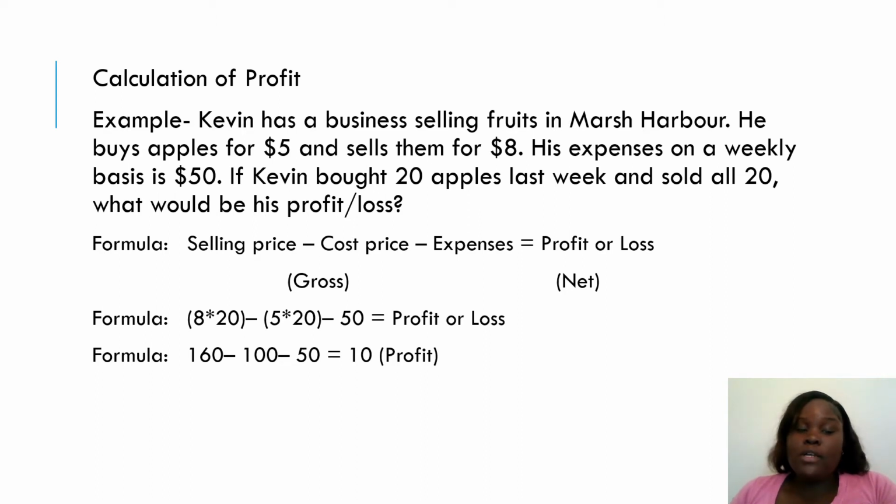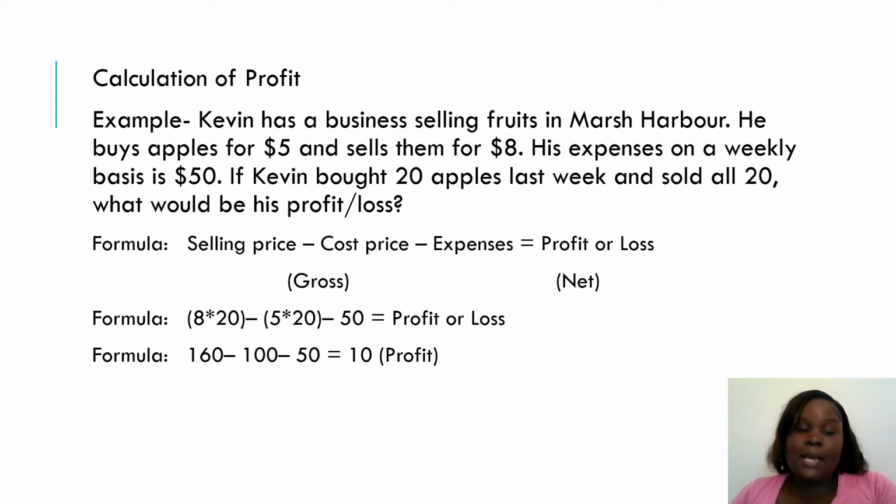Using our formula, we can tell that Kevin made a profit of $10. Here is how we did it. His selling price is 8 times 20. 20 represents the apples that he sold, and 8 represents the price he's selling them for.